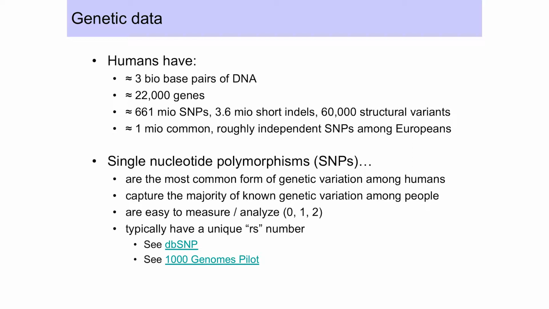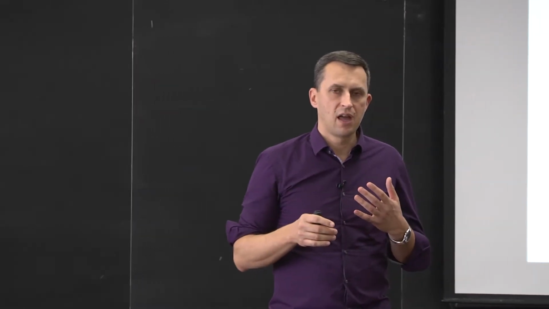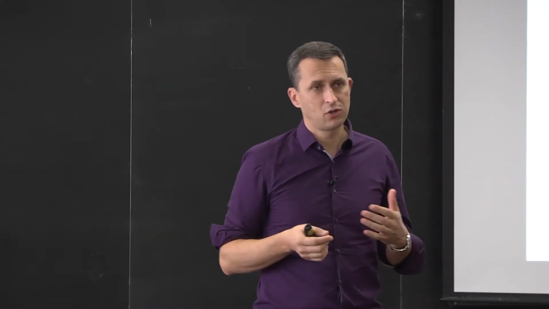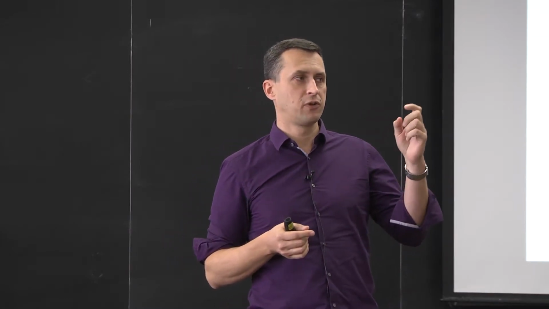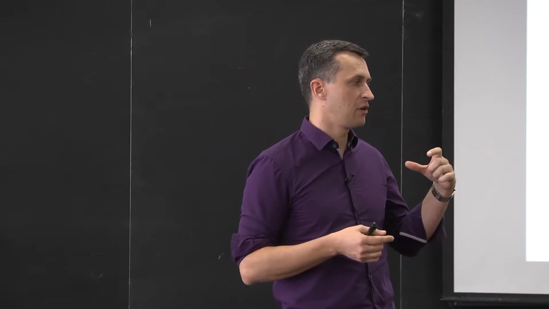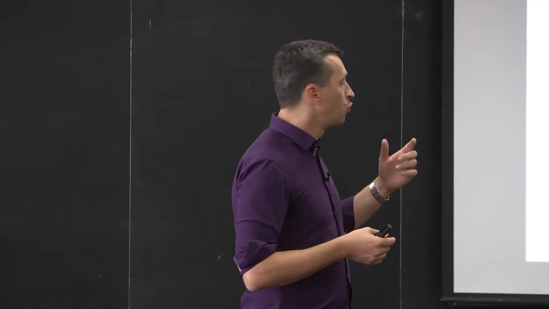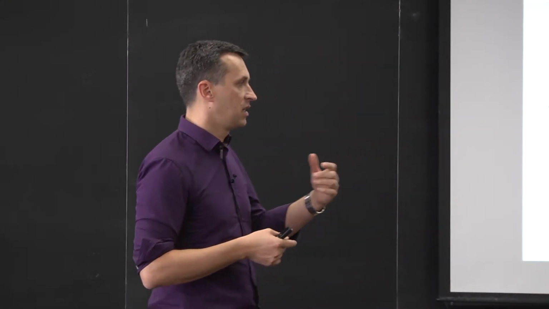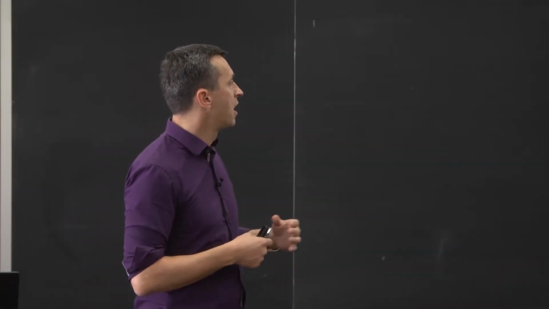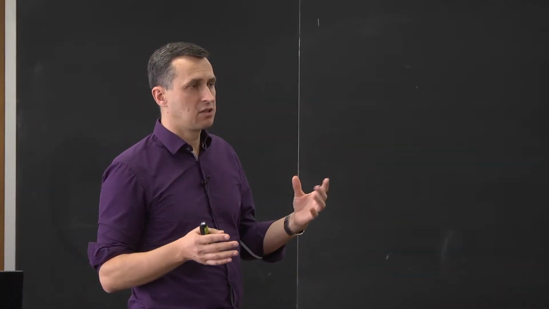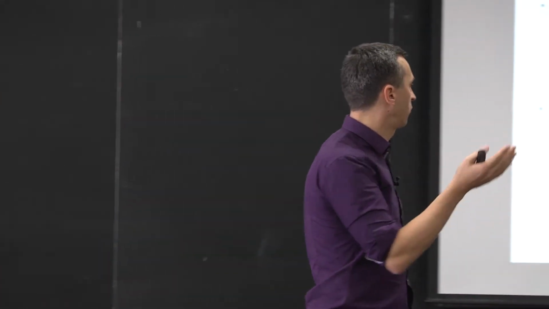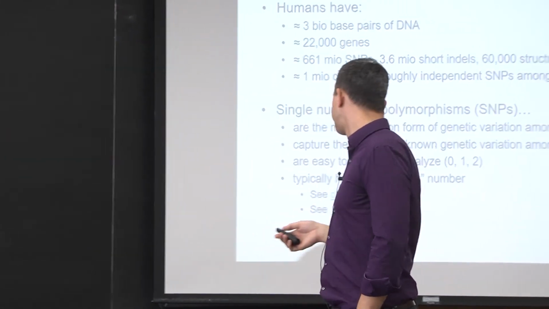And they have this property that you can code them very simply as either 0, 1, or 2. 0 means you have 2 copies of the reference allele, one from the father and one from the mother. 2 means you have 2 copies of the opposite allele, the other possibility, one from the father, one from the mother. And a 1 means you're a heterozygote, so you have 1 copy each. And the assumption is that it doesn't matter if that copy comes from the mother or the father.